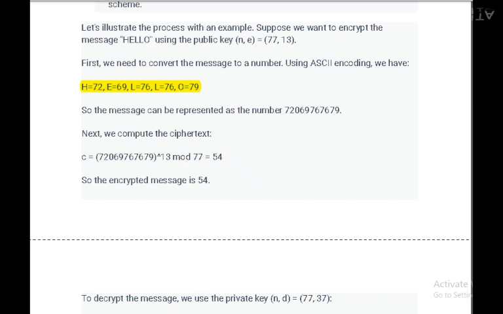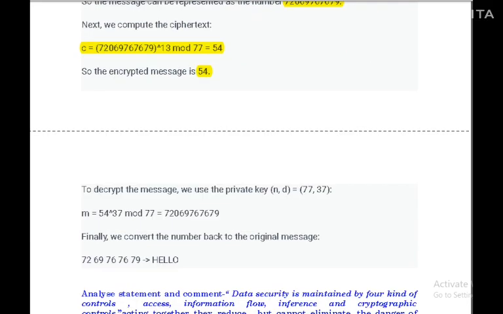After encoding the message, we get this number that is to be used for transferring the message. This is the ASCII encoding for the hello, and this is to be used for generating the ciphertext. So we will simply replace this number in the above equation, and we can simply evaluate that the ciphertext will be 54, which will be transferred to the receiver.